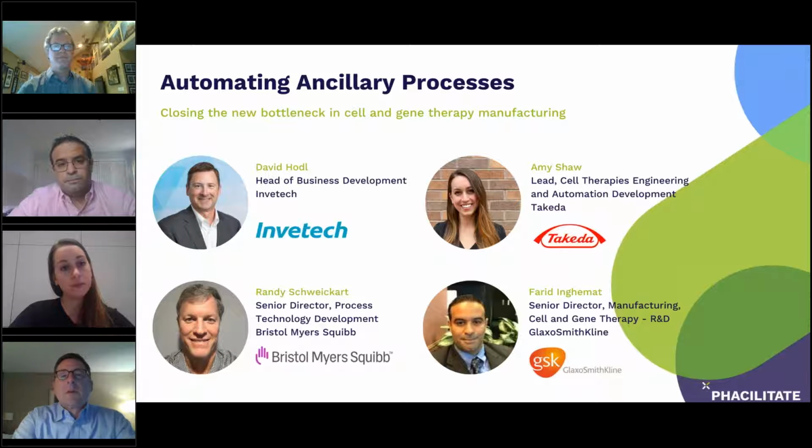Mm-hmm. So, Randy, I'll follow up a little bit with you on this one first. When you look at those processes, you're starting off with these as sort of manual, and you may have open operations in there. You may be operating under a hood. What's the trigger point? When do you look at this and say, now we really need to automate this part of the manufacturing process, or we need to close and integrate this part of the manufacturing process?